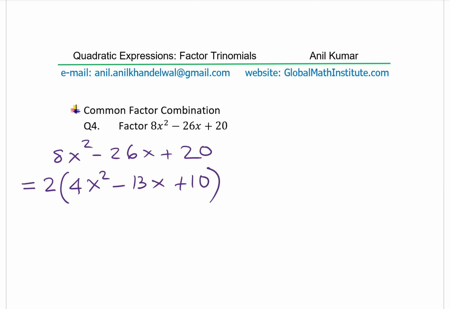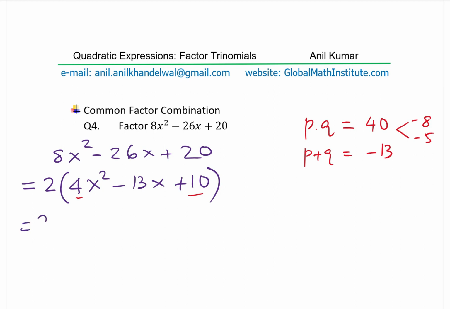Now we have a trinomial where the a value is 4. We can utilize the product and sum technique. The product of p and q should be a times c, which is 4 times 10 or 40. And the sum of p and q is the coefficient of x, which is minus 13. How can you get two terms? Well, 8 times 5. So minus 8 and minus 5 can work for us. When you add, you get minus 13. So we'll do that and continue.